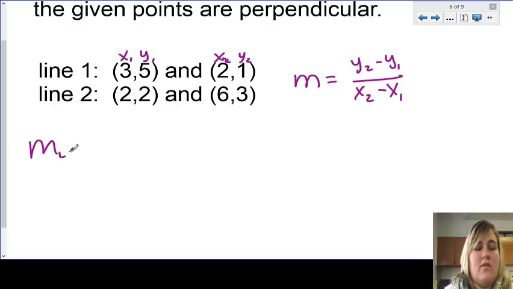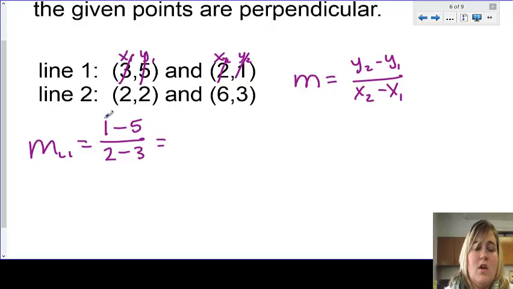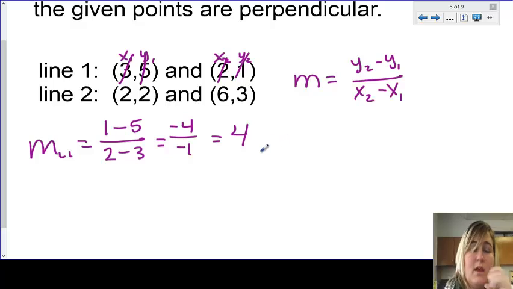So the slope of line 1 is equal to y sub 2, which is 1, minus y sub 1, which is 5, over x sub 2, which is 2, minus x sub 1, which is 3. So I have 1 minus 5 is negative 4, over 2 minus 3 is negative 1, which gives me a slope of 4. For them to be perpendicular, I need line 2 to be the opposite reciprocal.